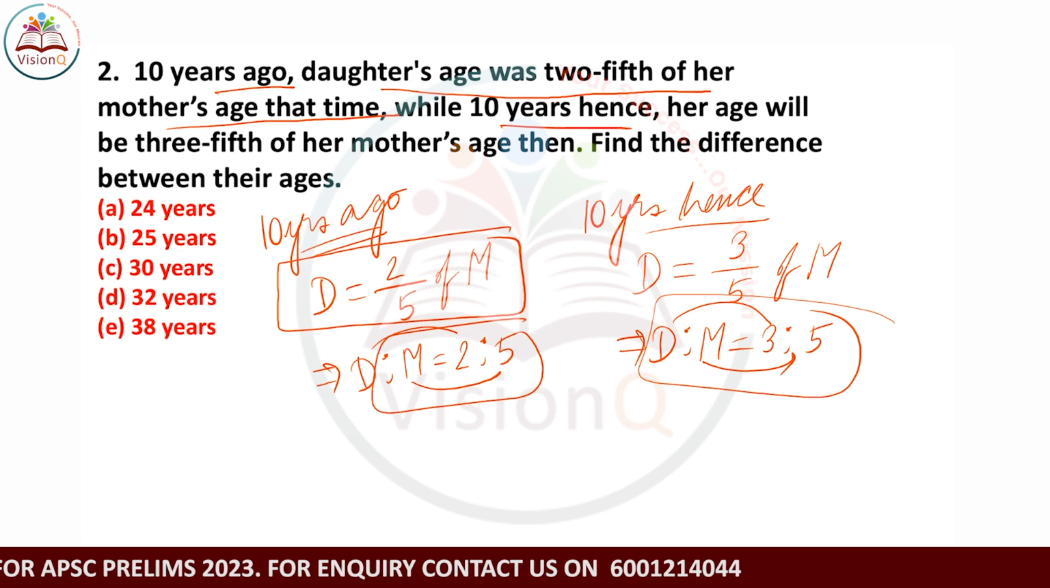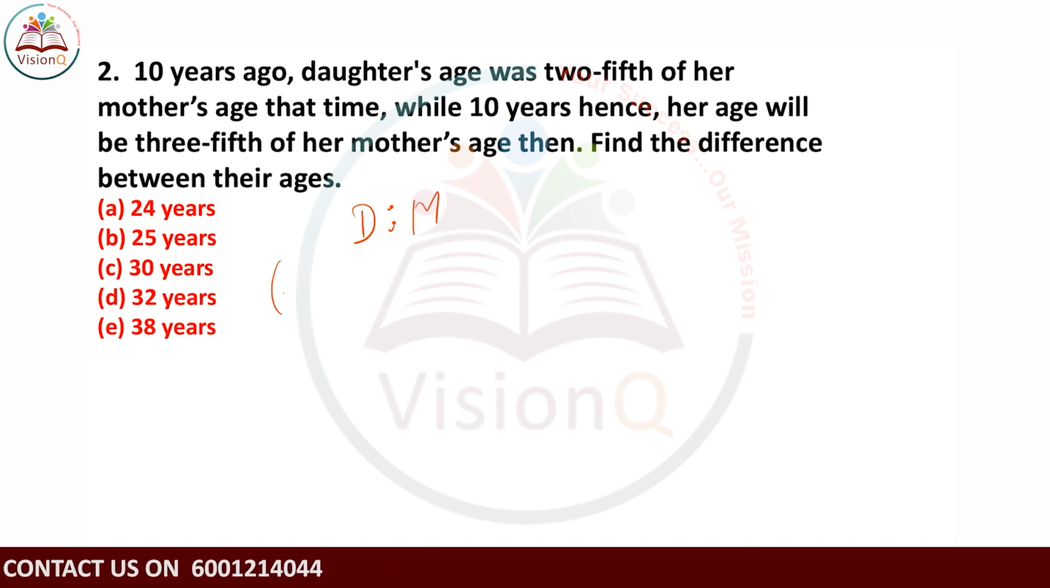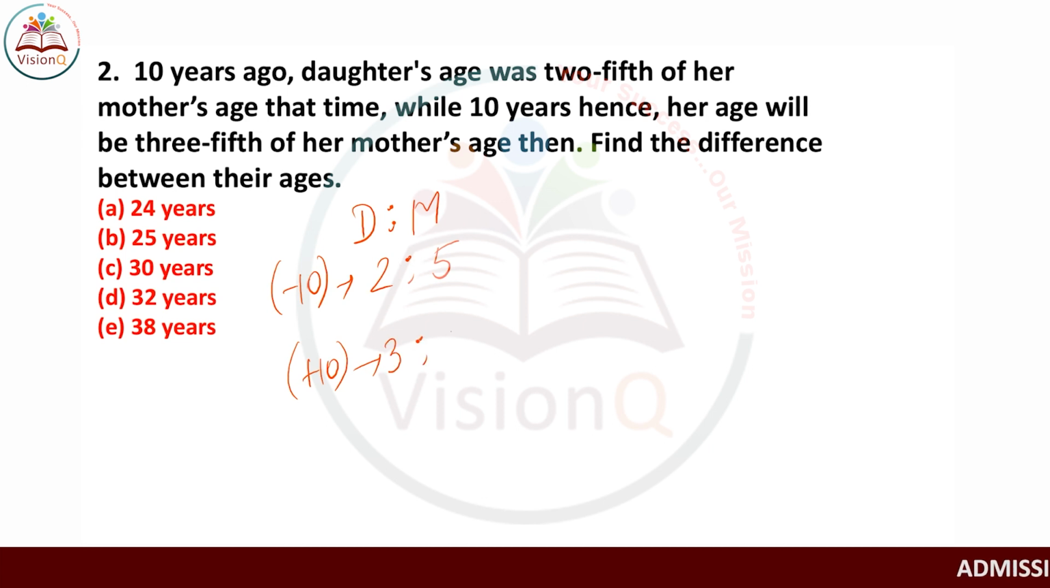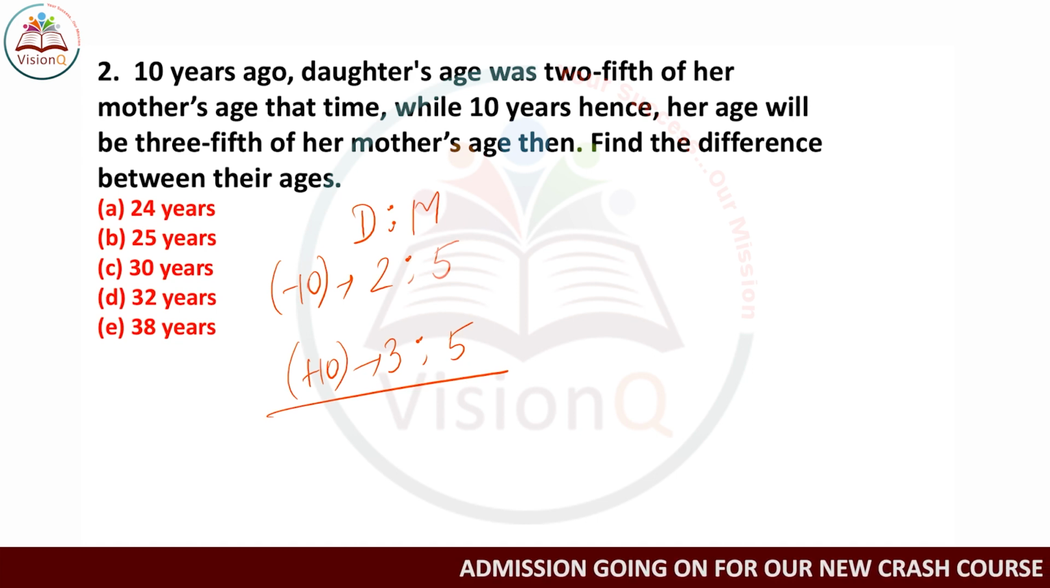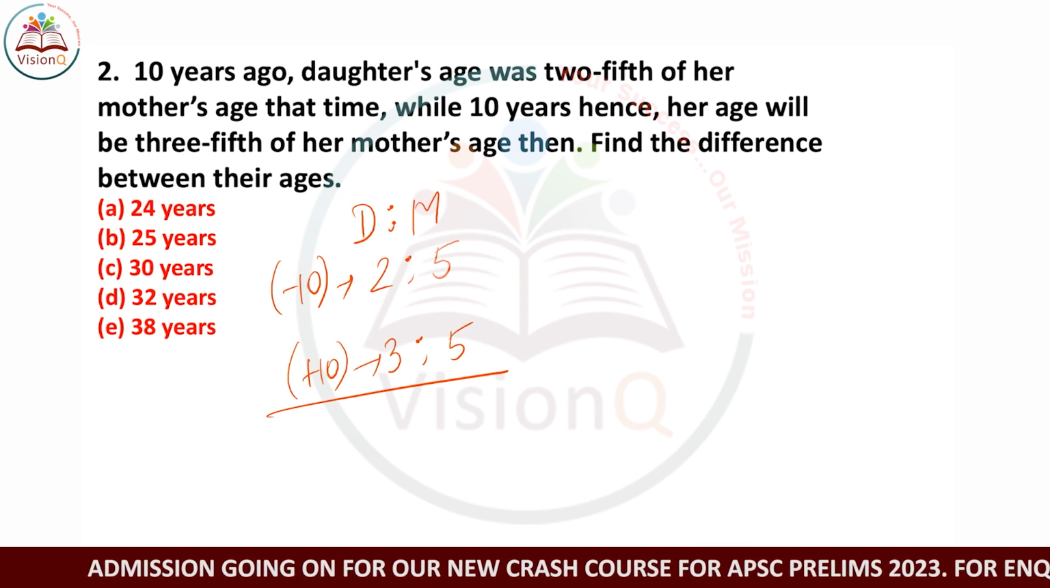if I see the gap here, the ratios were between which persons? Daughter and mother. One was 10 years ago, minus 10. It was 2:5. And the next ratio was after 10 years, 3:5. So whenever you know two ratios and their gap, you can either apply the cross product method or the balancing method. Now if I want to apply the cross product method here, the gap from present to past or present to future will be the same.